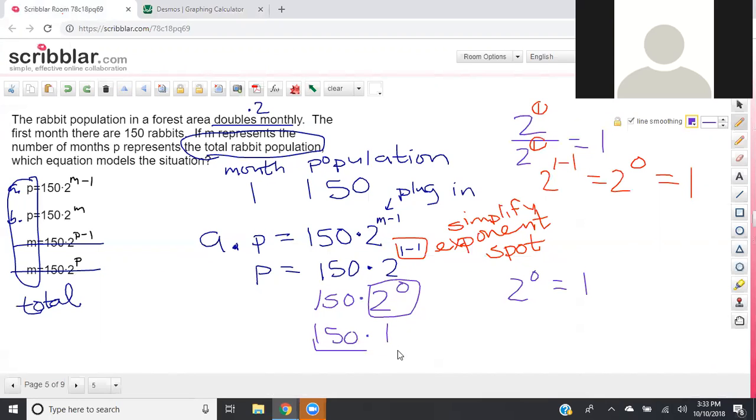So we still have to do our final step though. 150 times 1 is 150. So is that what we wanted? No. What did we want? Well, we were plugging in a specific month, month 1, to see if the answer we got matched the correct population. What was the population after 1 month? 150. So is it what we wanted then? Yes. Okay.